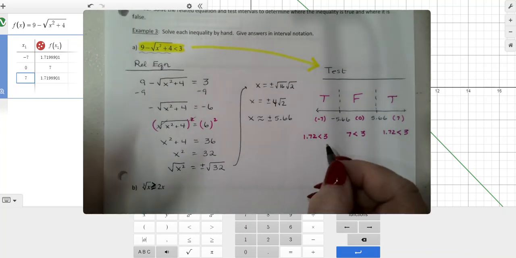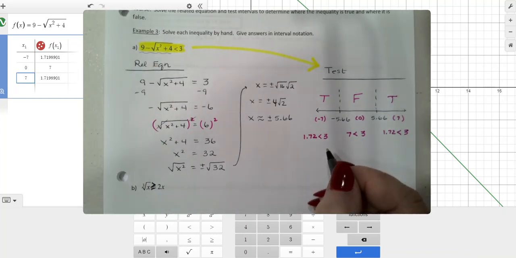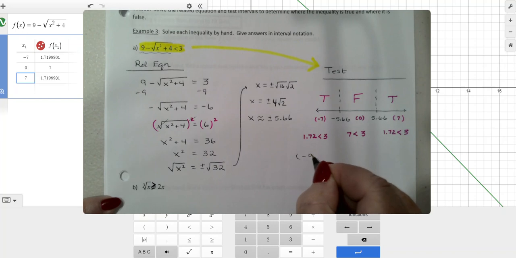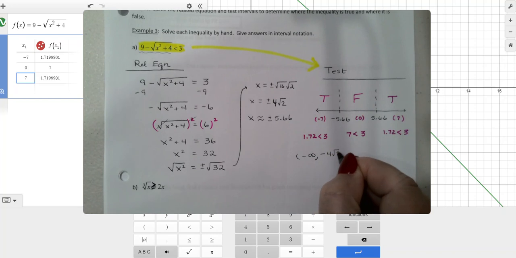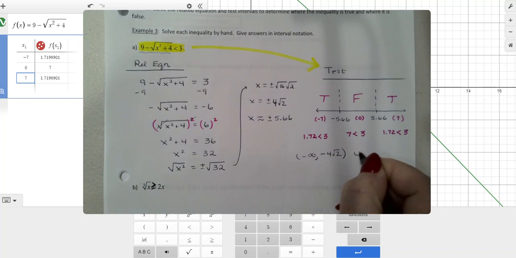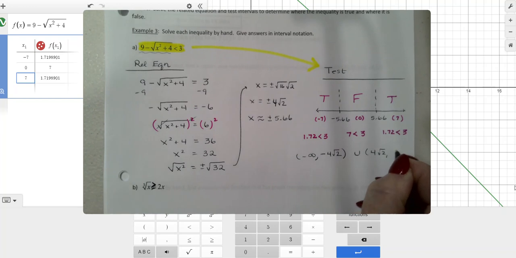So let's see, this was strictly less than, so all parentheses. From -∞, and if I want to, I could go back and write that as -4 square root 2, so I have it exact. And then from positive 4 square root 2 to infinity.